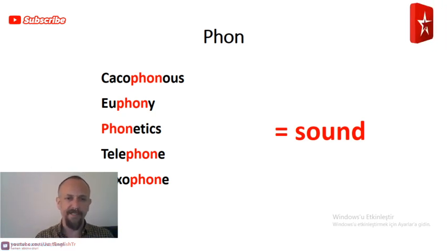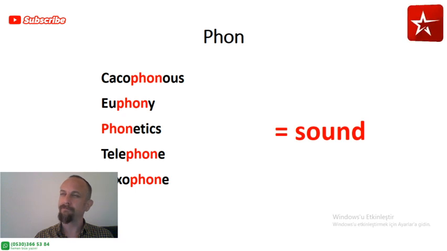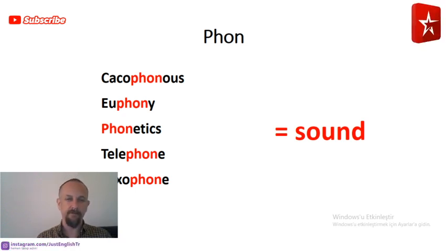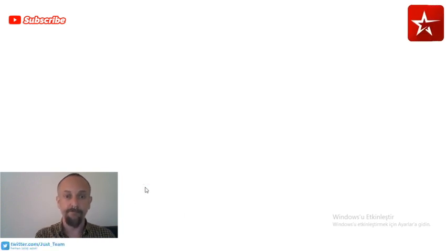Sax here doesn't really have a meaning. If I remember correctly, he was a Belgian musical instrument maker. I think Adolf Sax, or Sax, would probably be the correct pronunciation. So the saxophone is actually named after him. And again, we have this phon sound. Of course, saxophones make sound.